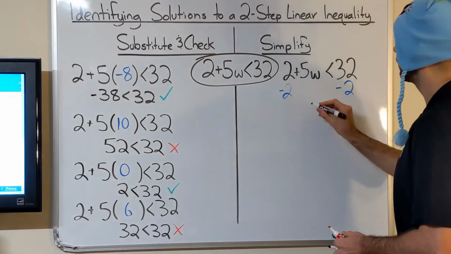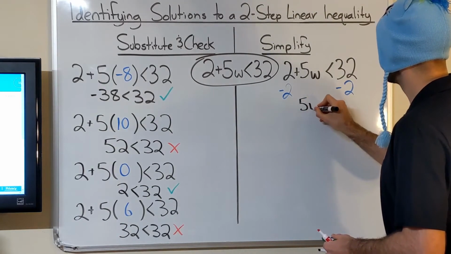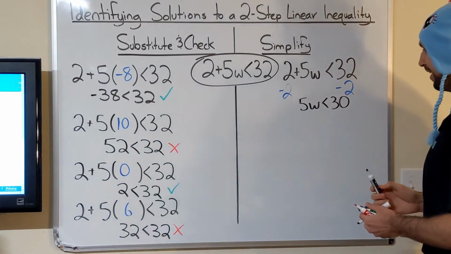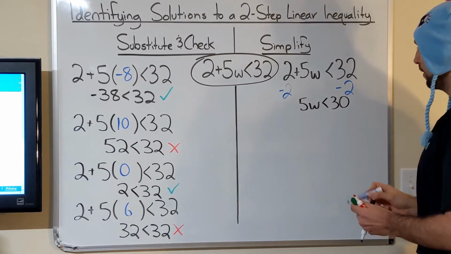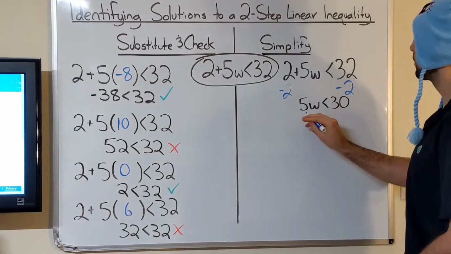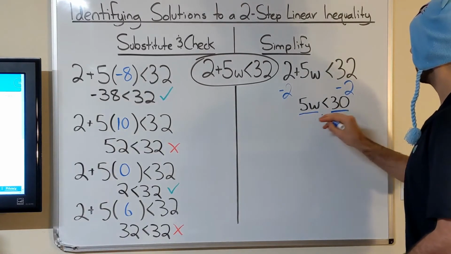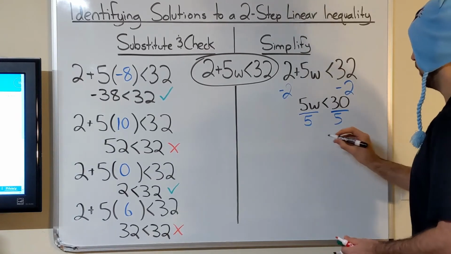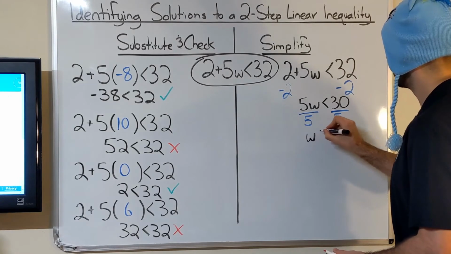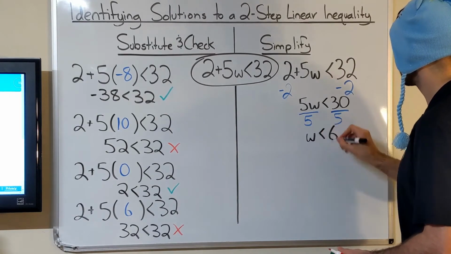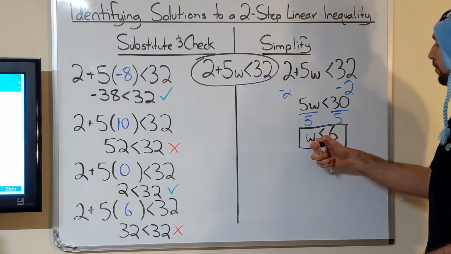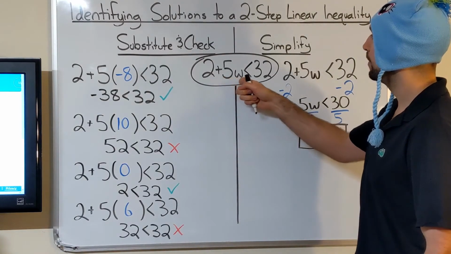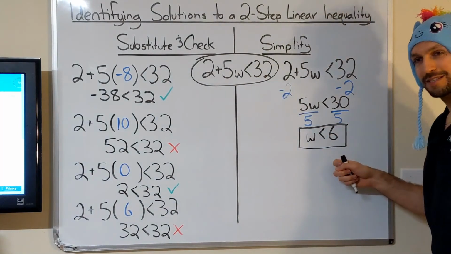That'll leave us with 5w is less than 30. Now, I'd like to get that variable by itself. It's being multiplied by 5 currently, so let's divide each side by 5. That leaves us with w is less than 6. This means that any value less than 6 will be a solution to the inequality 2 plus 5w is less than 32. Now this looks a lot simpler, right?